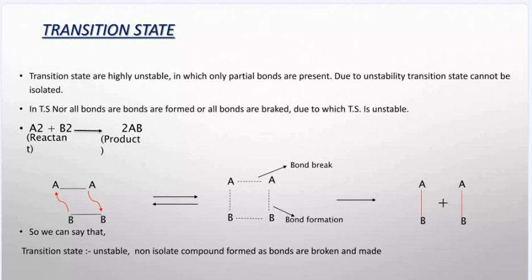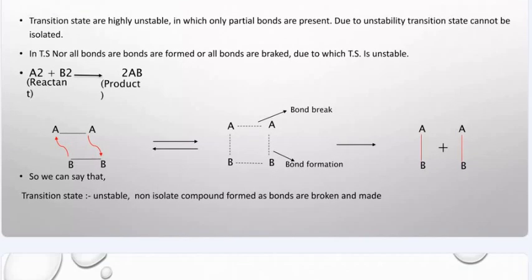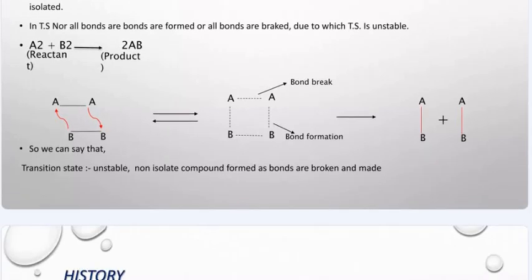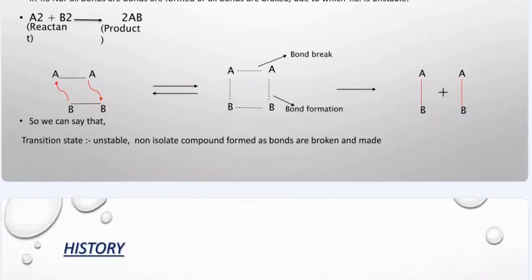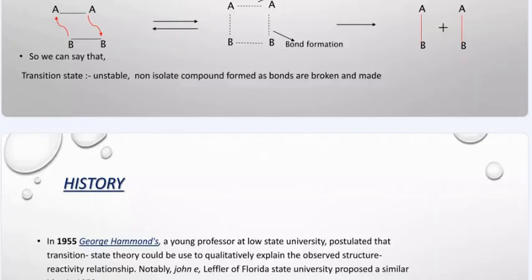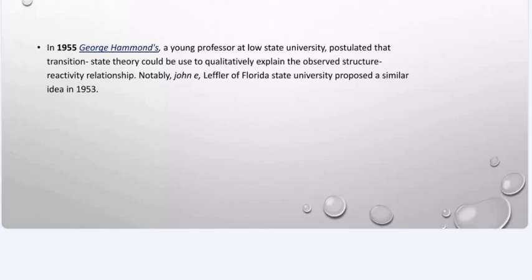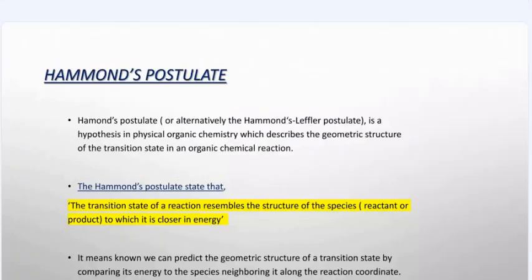You can see the reactants A2 and B2 and the product. So breaking of A-A and B-B, and now you can see this bond break, this bond break, and the formation of the new A-B bond. So we can say that the transition state is an unstable, non-isolable compound formed as bonds are broken and formed. Now leave it, the history.